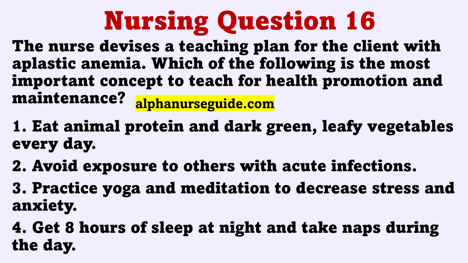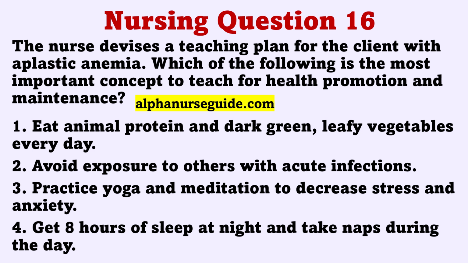The nurse devises a teaching plan for the client with aplastic anemia. Which of the following is the most important concept to teach for health promotion and maintenance? 1. Eat animal protein and dark green, leafy vegetables every day. 2. Avoid exposure to others with acute infections. 3. Practice yoga and meditation to decrease stress and anxiety. 4. Get 8 hours of sleep at night and take naps during the day.